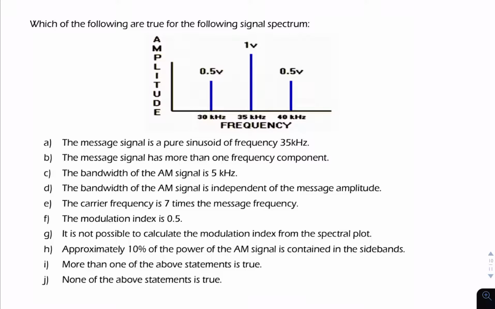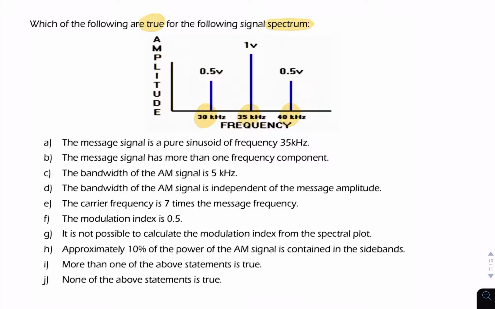Here we're given the spectrum, that's a frequency domain representation of an AM signal, or what appears to be an AM signal, and we're asked to identify the true statements. So let's just have a quick look at the spectrum. So we have three frequency components, 35, 40, and 30 kilohertz.